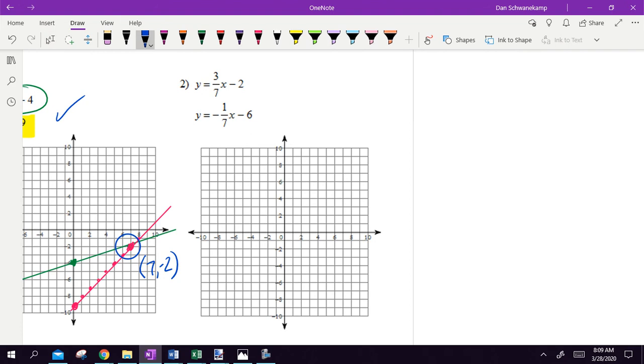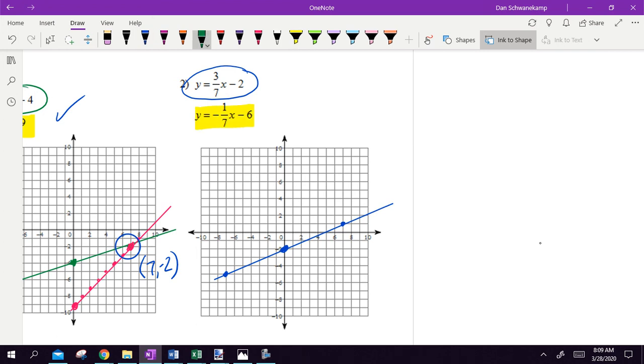Let's try it again. 3/7 x minus 2. So we're starting down here at negative 2. Some weird slopes, but 3/7. 1, 2, 3. 1, 2, 3, 4, 5, 6, 7. 1, 2, 3. And then 7. Boom, right there. Let's connect the dots. I'm underneath it a little bit. It's hard to draw on here. There we go. And then we're graphing the second one.